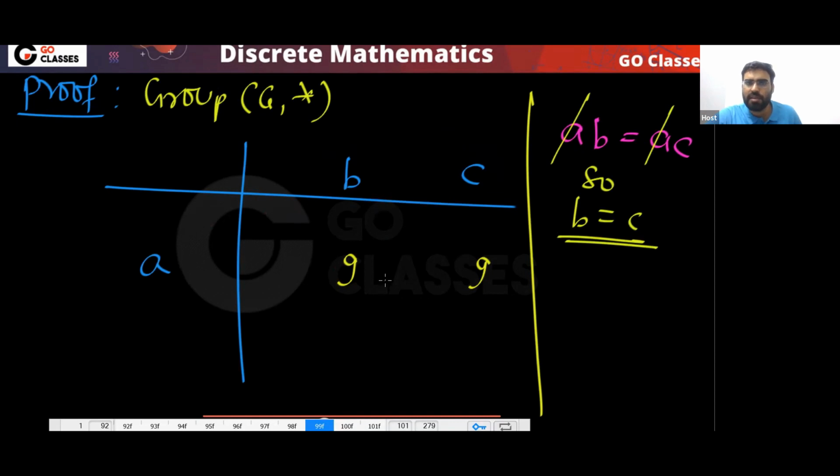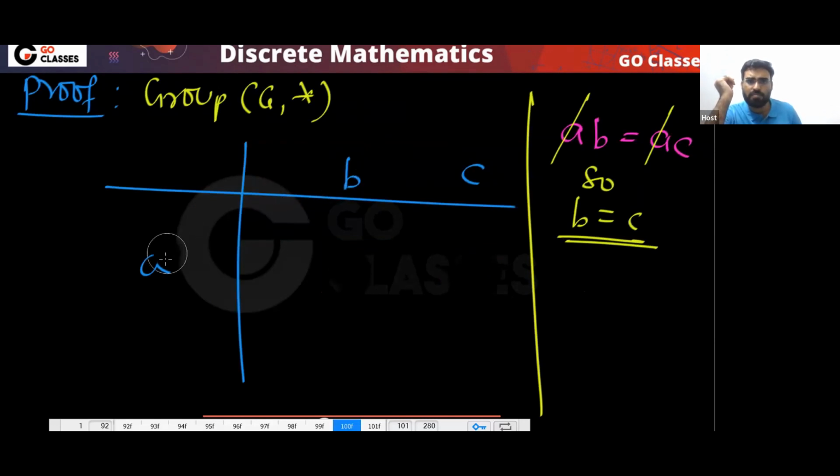Is it clear? But you can notice in the Cayley table, on the header we do not repeat elements. On the header you never repeat an element; we write the elements only one time. If this repeats, it means B equals C. So remember, no element will repeat. Similarly, you can do the same thing for the column.